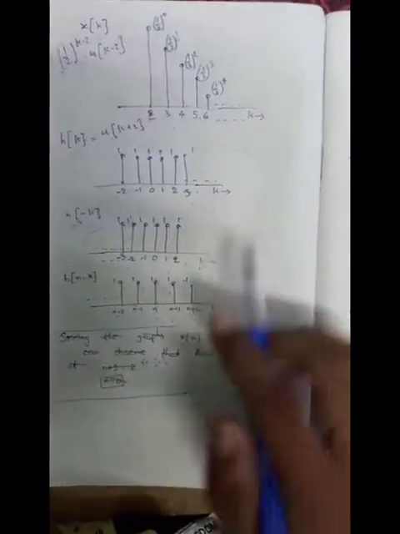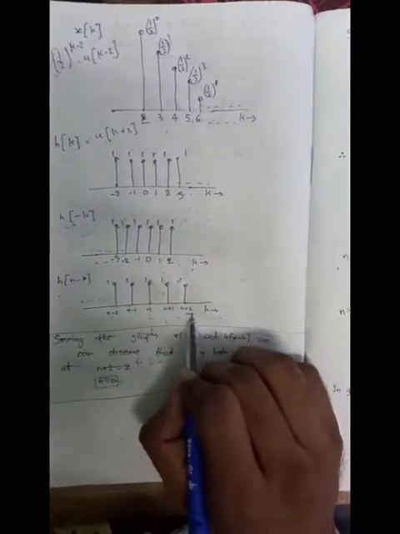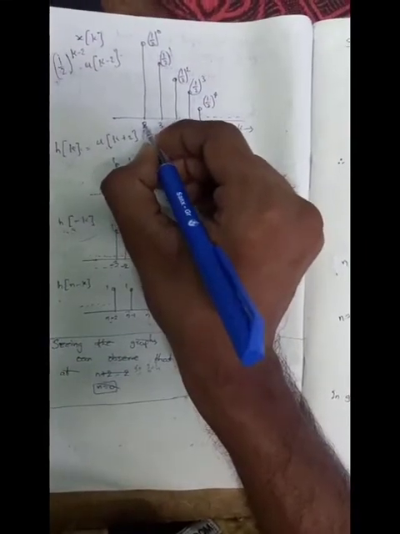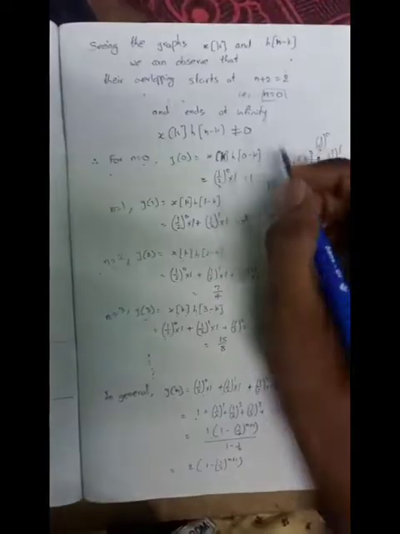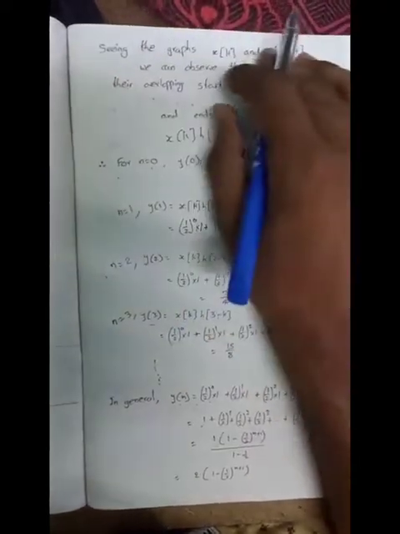You can observe that the overlap of both graphs starts from n plus 2 equal to 2. When n plus 2 is equal to 2, the overlap starts, that is, when n is equal to 0, the overlap starts. We can also observe that the overlap ends at infinity, which means there is no ending of the overlap.